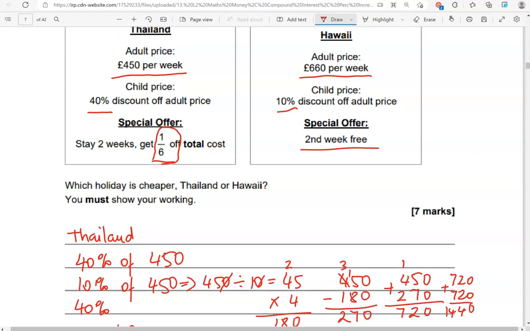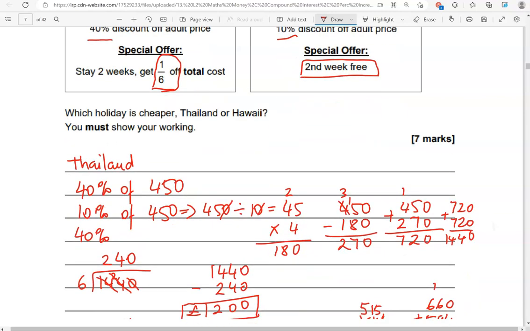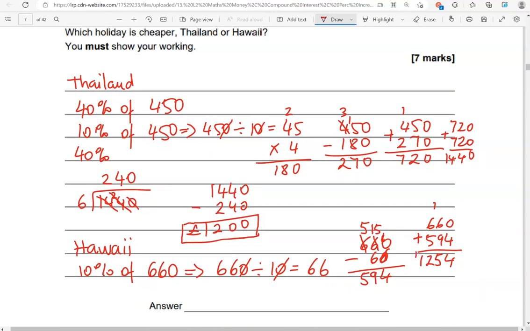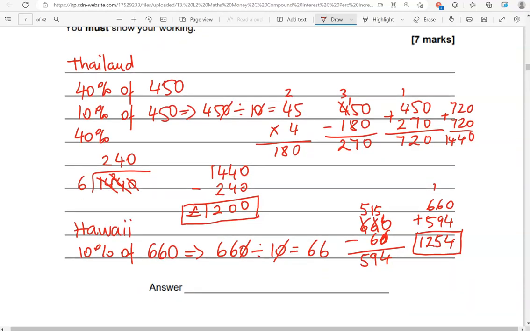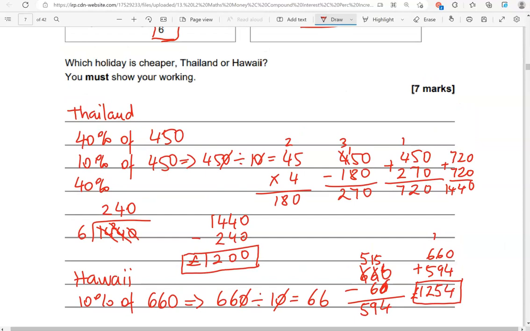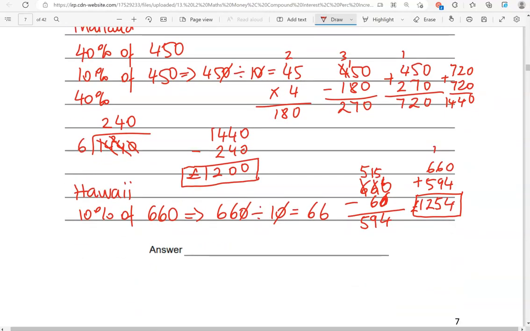Special offer, second week free. So this will be the total that they will pay for both weeks. So we're now comparing 1,200 with 1,254. That's pounds. So 1,200 is the cheapest. So which one is cheaper? That's Thailand. And we've shown the working out.